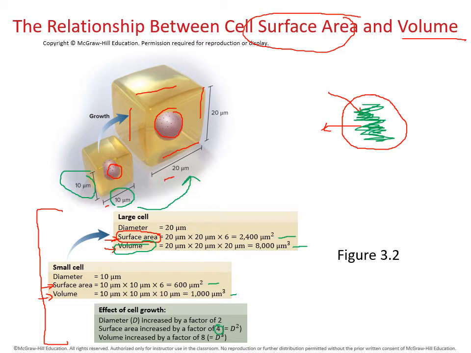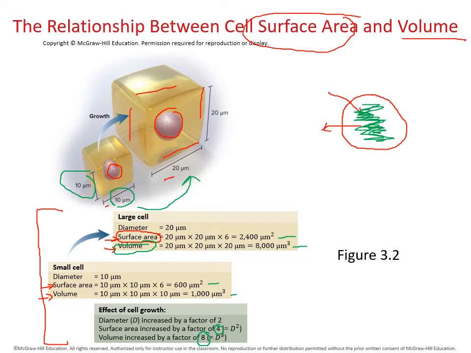All right, now let's take a look at the volume. What's happening in the volume? The volume from the small cell to the large cell had an increase of 8. You can see it right here in the blue box. So that means by doubling the size of my cell, I increased my volume by 8-fold. So that means I need 8 times as much nutrients, as well as 8 times as much waste products being generated, by me simply doubling the cell from 10 micrometers to 20 micrometers.